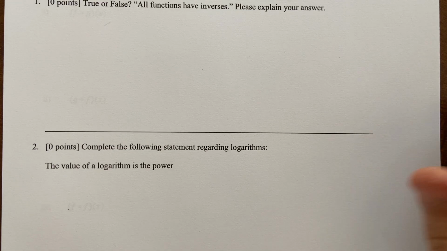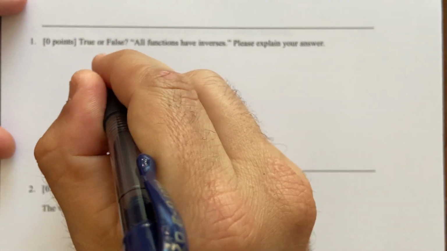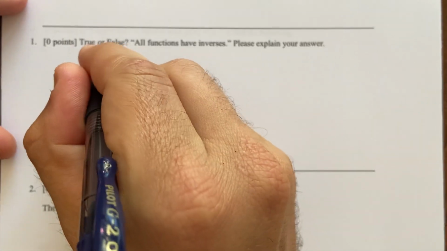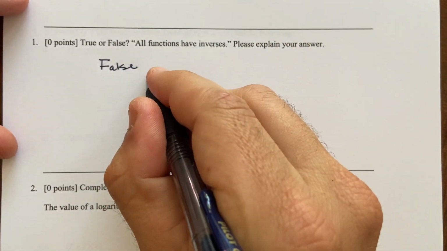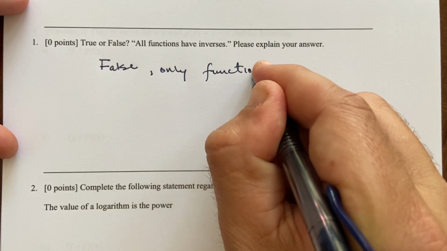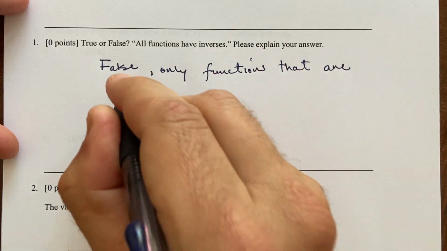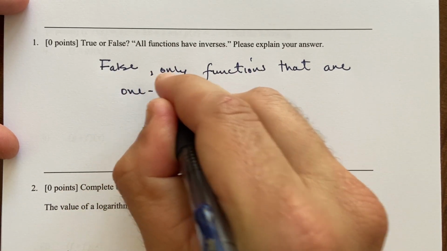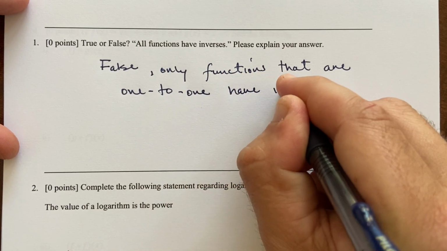So number 1, it says true or false, all functions have inverses. It says explain your answer. So false, only functions that are 1-to-1 have inverses.